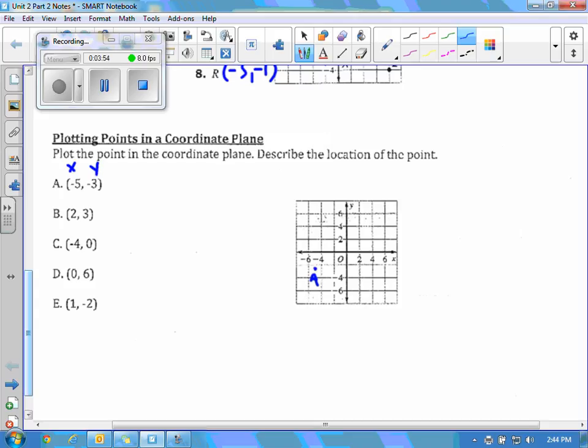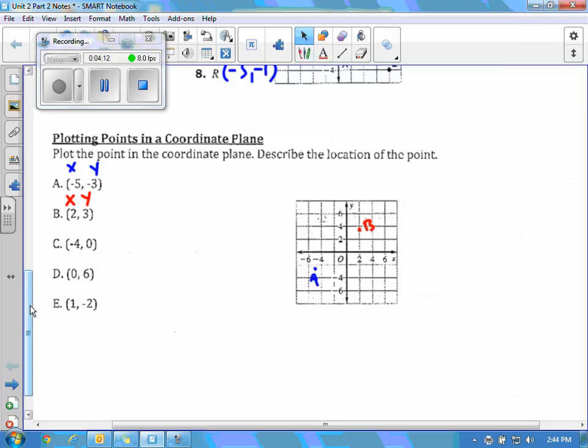For the next one, I have point B. Again, reminder, x comes first, y comes second. I start at the origin. The x value is 2, so I go 2 to the right. The y value is 3, so I go up 3, put a point right there. And I'm going to label that point B.